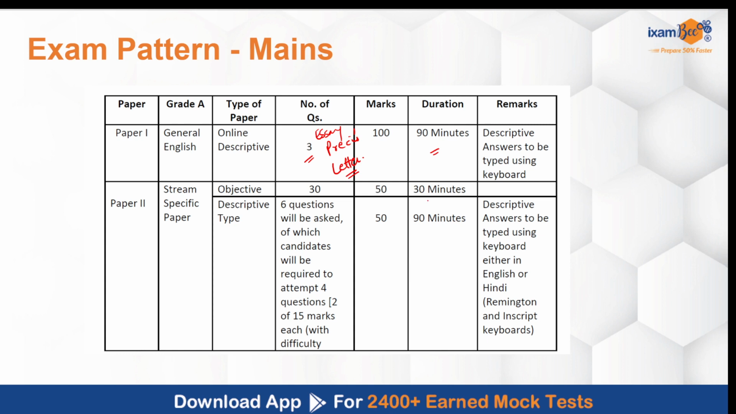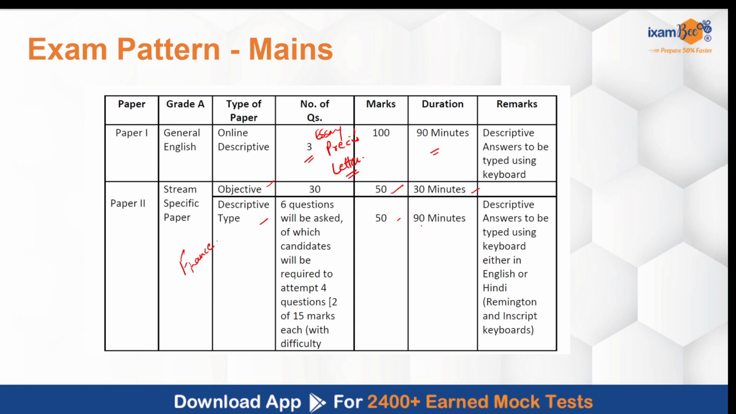The second paper relates to your finance stream and will consist of both the aspects, the objective and the descriptive part, which have an equal weightage of 50 marks each for the exam. You will get 30 minutes for your objective exam and 90 minutes for your descriptive paper.